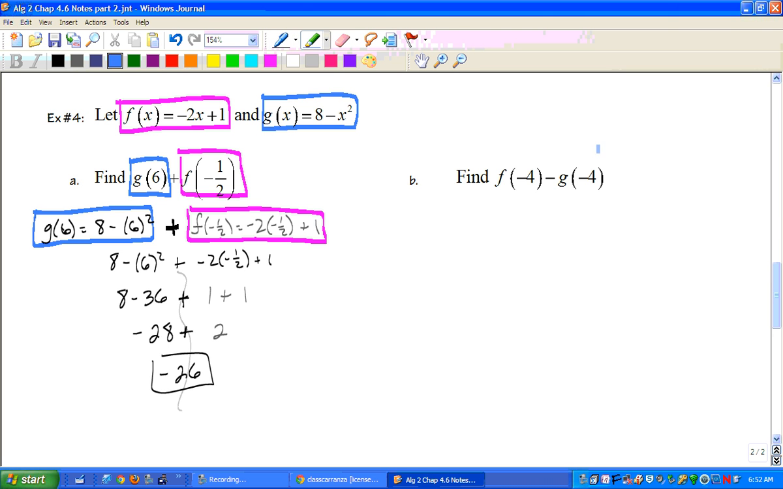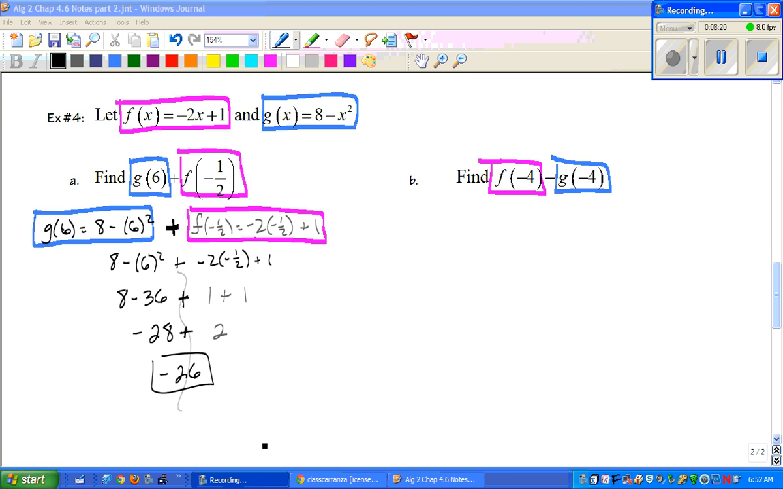Okay, let's look at the next one. We've got the blue, and then we've got the pink. Why don't you guys try setting it up and solving it, and then we'll go through it. Go ahead and pause the video and let's see how you do.